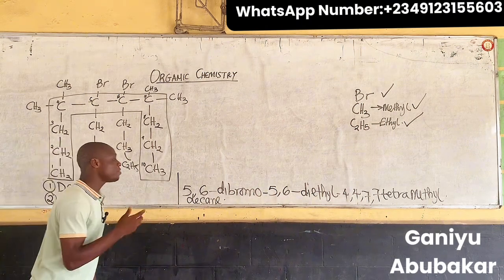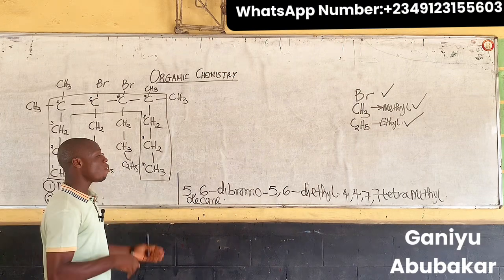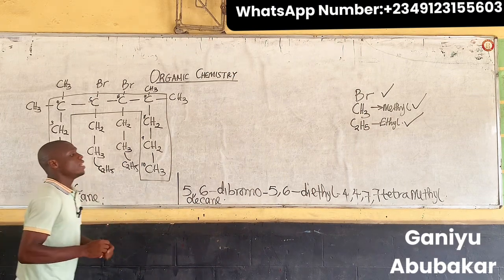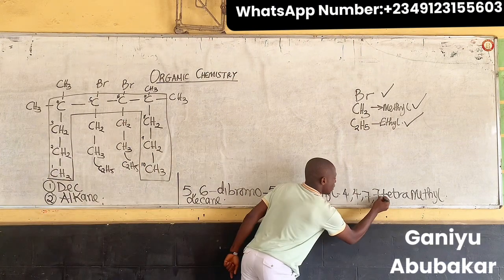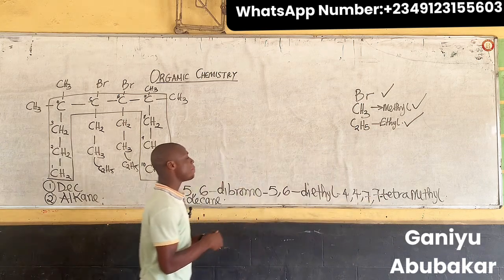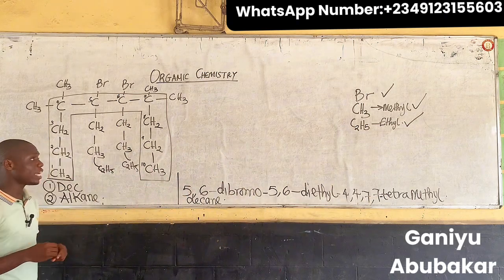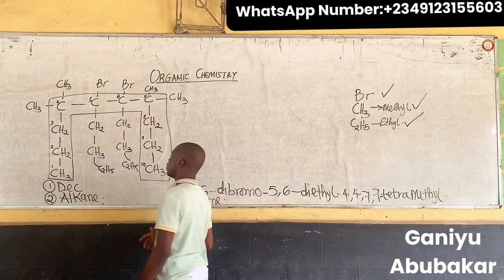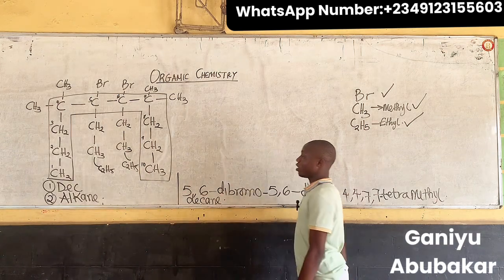So this compound here is called 5,6-dibromo-5,6-diethyl-4,4,7,7-tetramethyldecane. So this is how you name this organic compound.